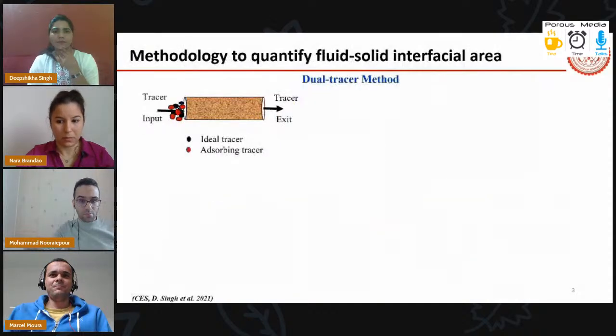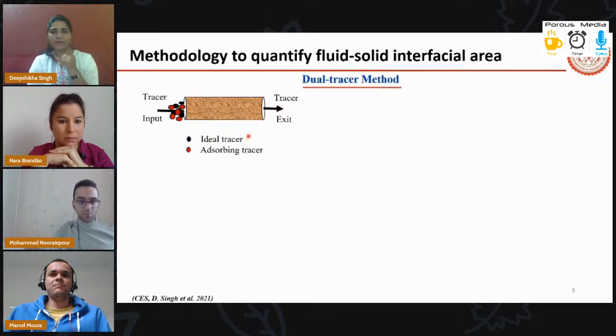For measuring the fluid solid interfacial area for reservoir scale wettability quantification, we have explored the dual tracer method that was used to characterize catalysts in a liquid solid gas system. In our methodology, we performed steady state single and two phase flow in a cylindrical porous medium as a proxy for the reservoir, with the inlet as the injection well and outlet as the producer well.